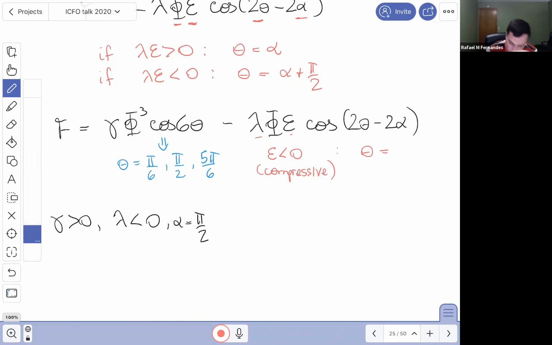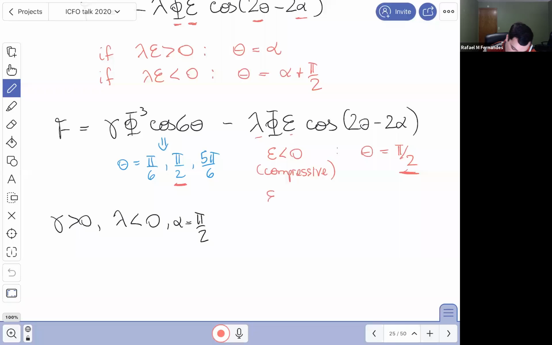So theta is going to be pi over 2. Well, what you see is that the same value of theta minimizes both terms. So essentially, when I apply compressive strain, my director is fixed and it's not going to change as a function of temperature.